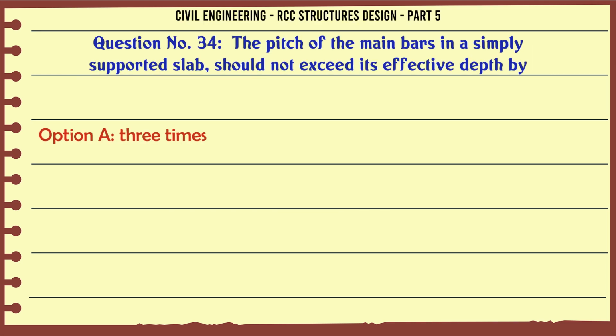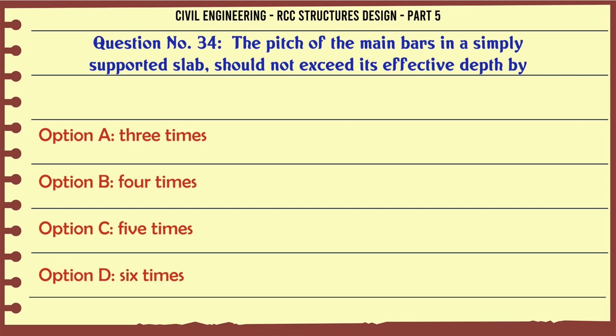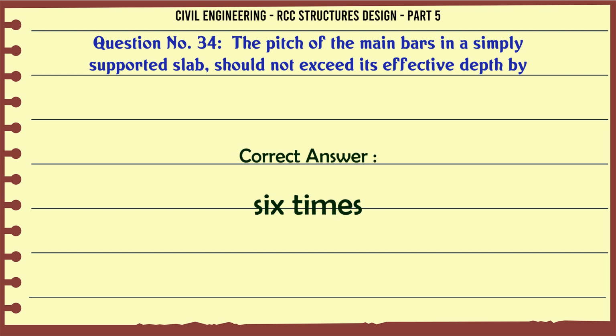The pitch of the main bars in a simply supported slab should not exceed its effective depth by A. 3 times, B. 4 times, C. 5 times, D. 6 times. The correct answer is 6 times.